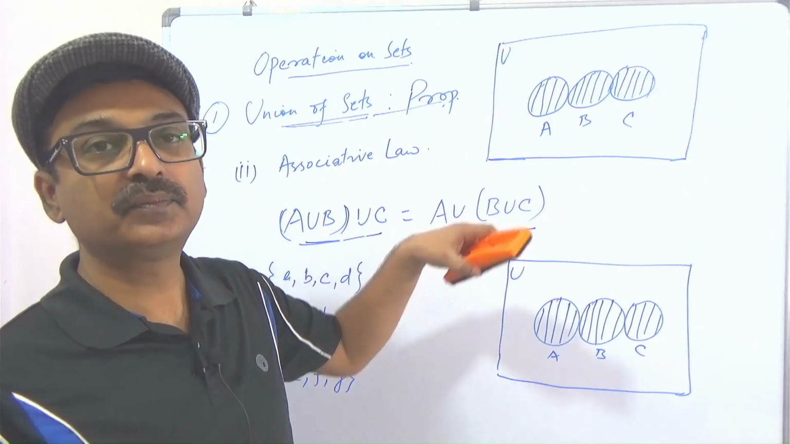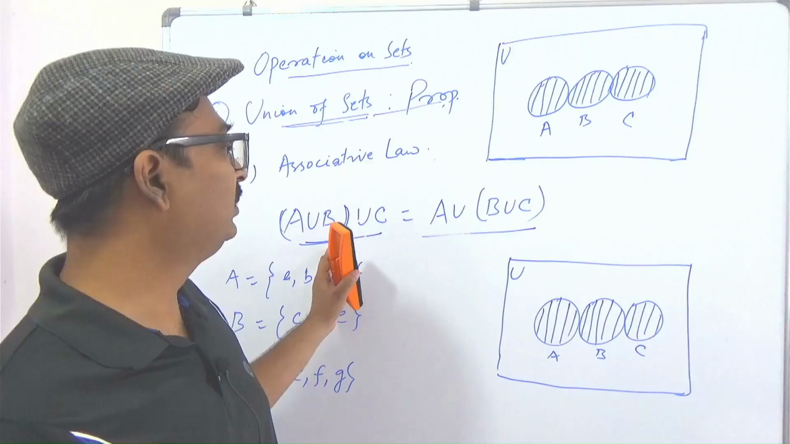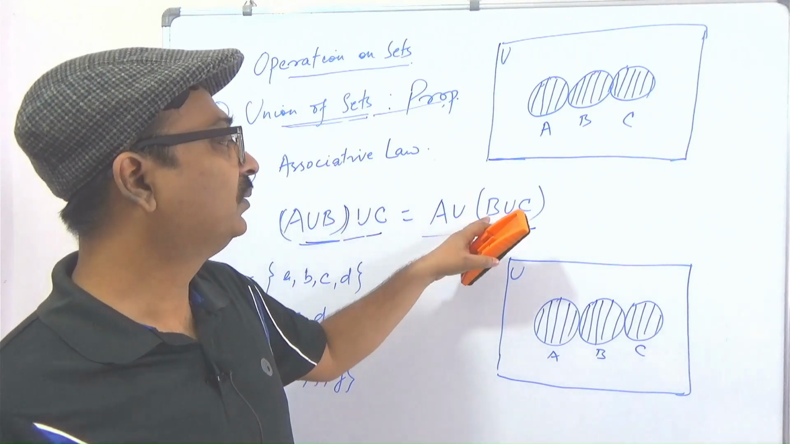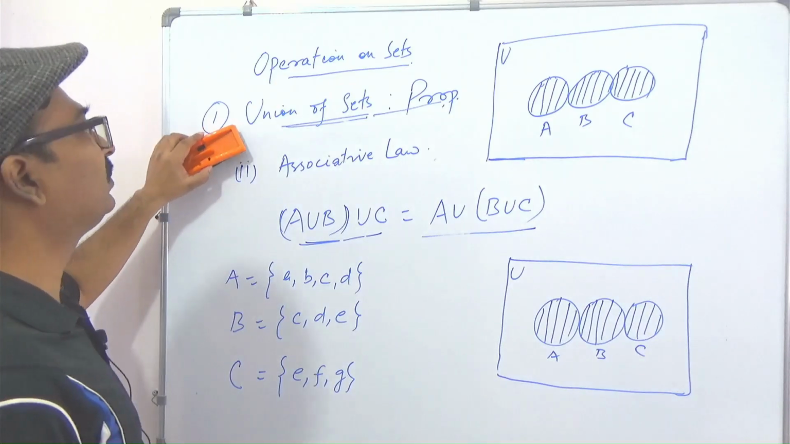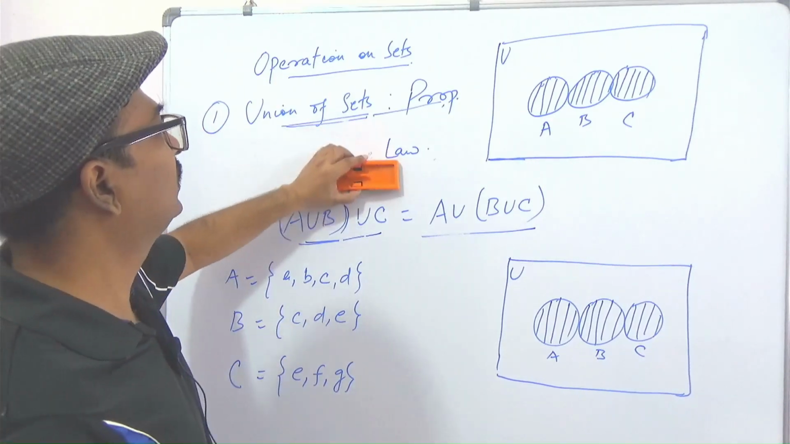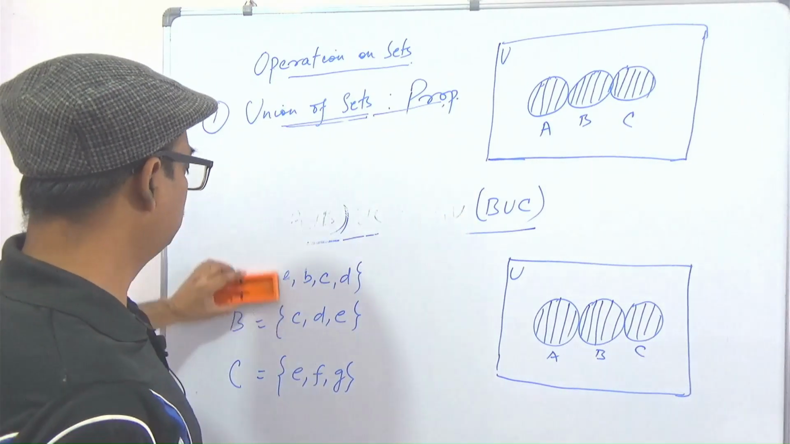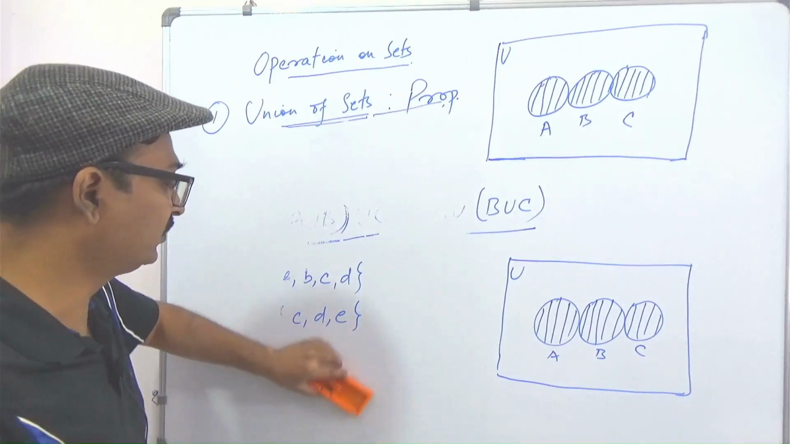Both are the same. So A union B union C is equal to A union B union C. So this is the associative law which is applicable on the operation of sets. What type of operation? Union of sets.